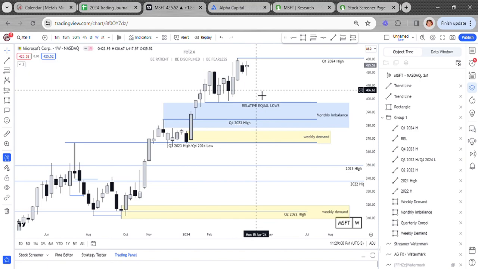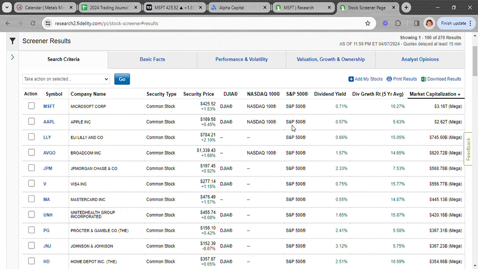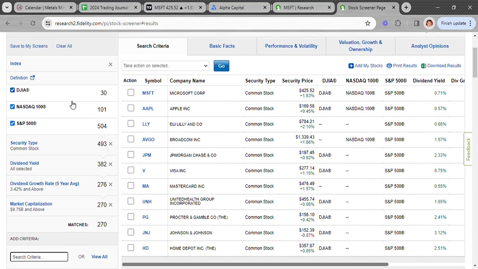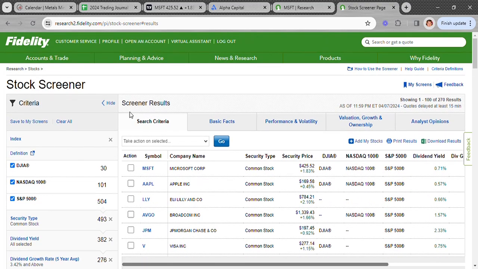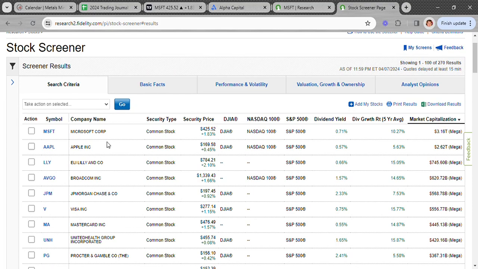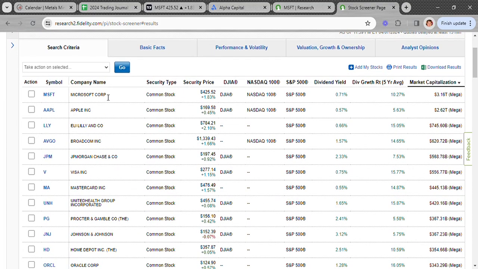And what I will be doing over the next few months is I have pulled up a screener in Fidelity, and I have filtered it by dividend yield, dividend growth rate, and market capitalization, and I have sorted it based on the biggest market capitalization. That's why I started here with Microsoft. The next ticker I plan on analyzing is going to be Apple.